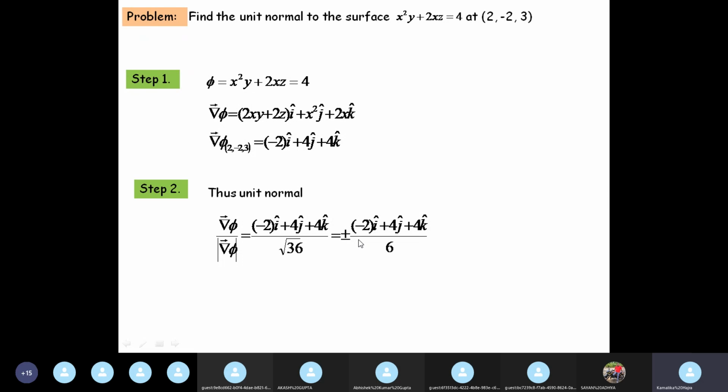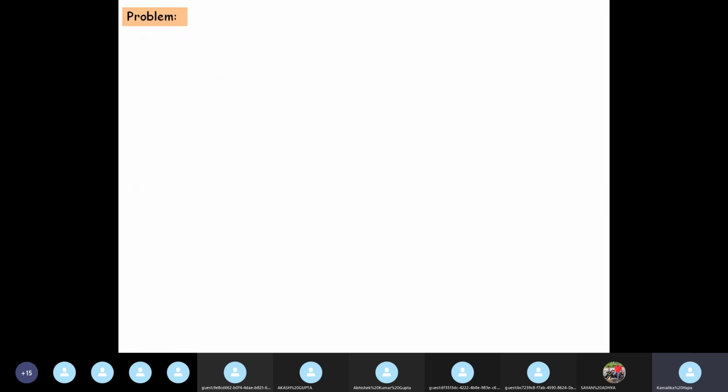Okay. So this is one kind of problem. The other problem is like this. Find the angle between the surfaces x square plus y square plus z square equal to 9 and z equal to x square plus y square minus 3 at the point 2, minus 1, 2. Okay, so what is happening here?